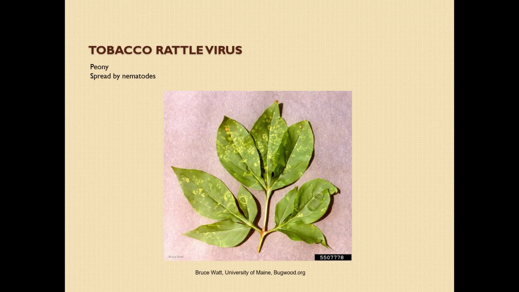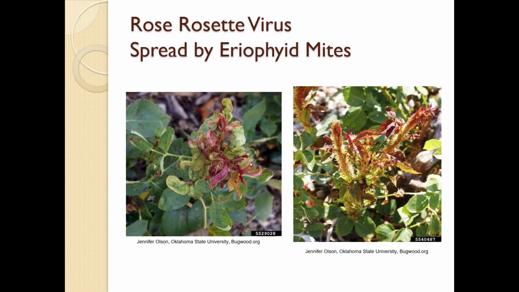So here's tobacco rattle virus on peony. So don't let the name of the virus get you. It's just probably the first plant that they discovered the disease on. This is spread by nematodes. Here's rosette virus, which is spread by Eriophyid mites.